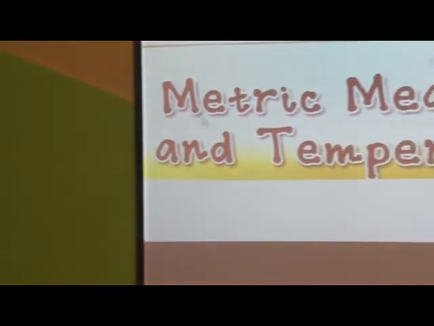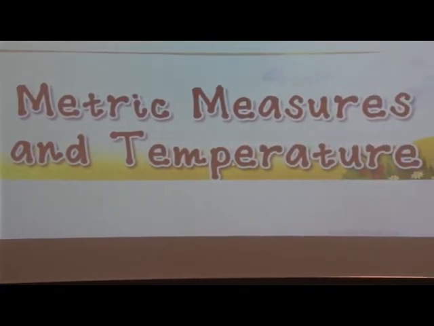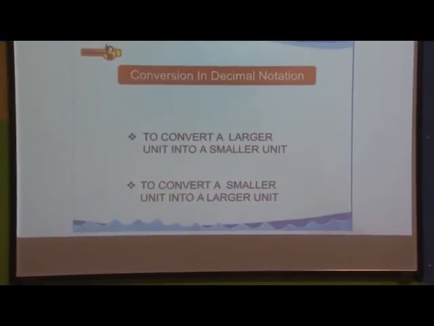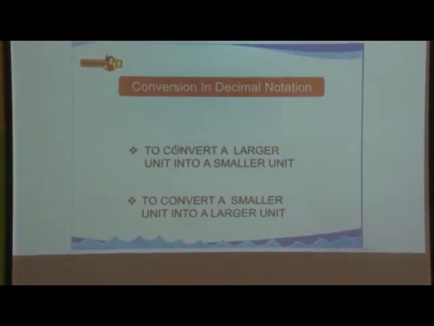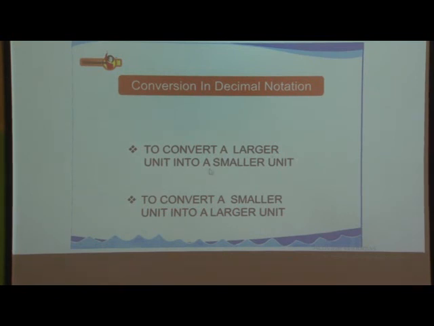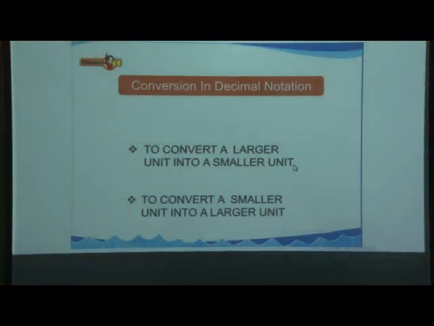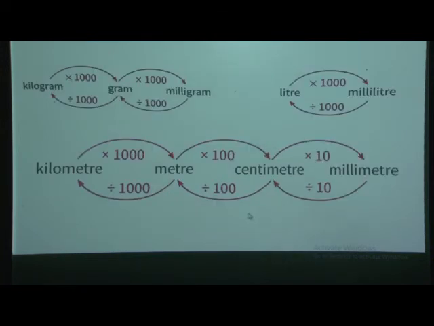So my dear students, how to convert? The chapter name is metrics, measures and temperature. So the name itself says, we will go for conversion of a decimal notation. How to convert? We have already learned this in the chapter fractions and decimals. We will just recall it. To convert a large unit into a smaller unit, what should be done? To convert a smaller unit into a larger unit, what type of operation should be done? So we will see the conversion in detail here.